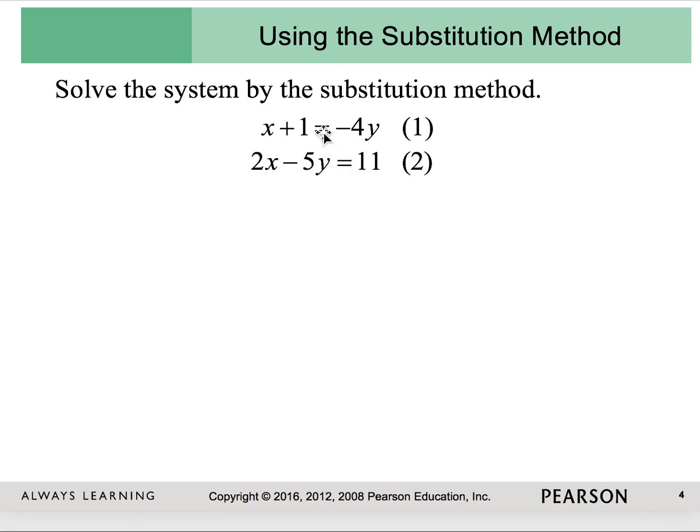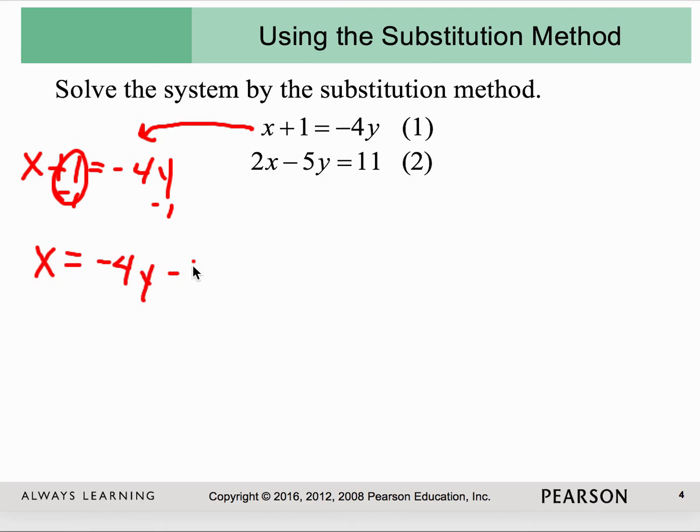Okay, I'm going to take one of these equations and solve for one of the variables. Now, let's try to make our math as easy as possible. So I'm going to take this first equation and solve it for x. If I took one of the others and tried to get x or y by itself, I'd make fractions, because at some point I'd have to divide by 2 to make 1x or 5 or negative 4. But hey, this one, I can just subtract 1 from both sides and have x equals negative 4y minus 1.